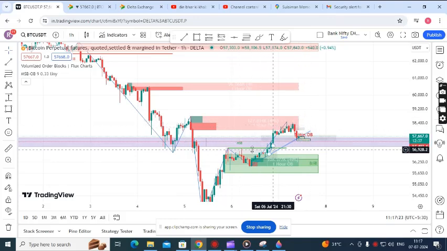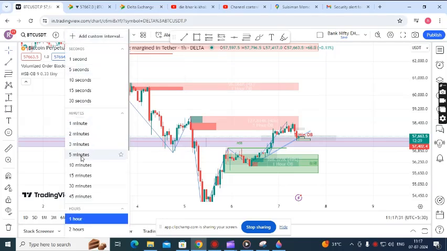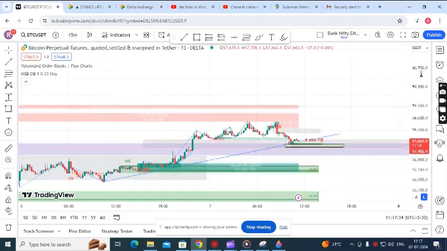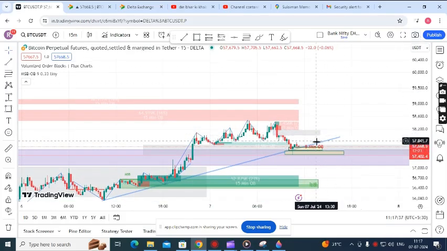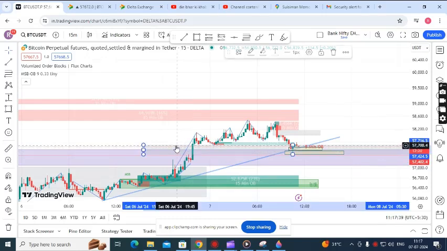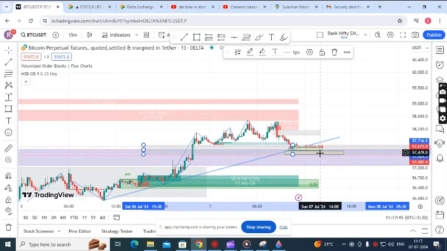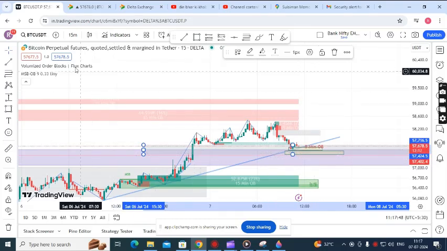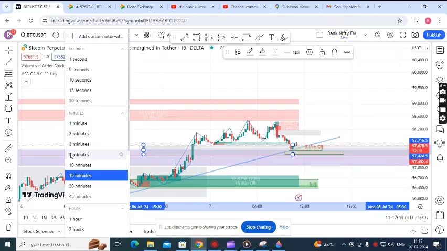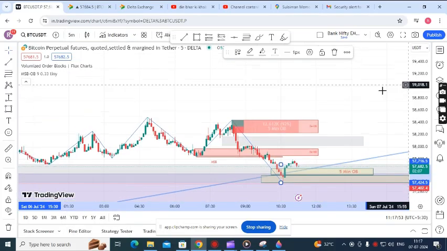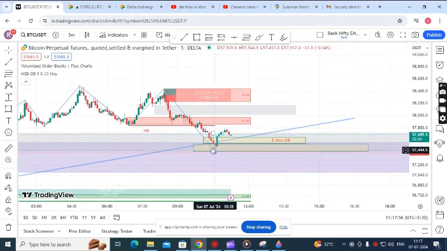But if you see after a breakout structure, there is a probability that it will go high. So I have marked, you can see here, a fair value gap of 15 minutes, and I move to the 5 minutes time frame. In the 5 minutes time frame, you can see this is one more order block created here with some fair value gap, and there was a breakout structure here.